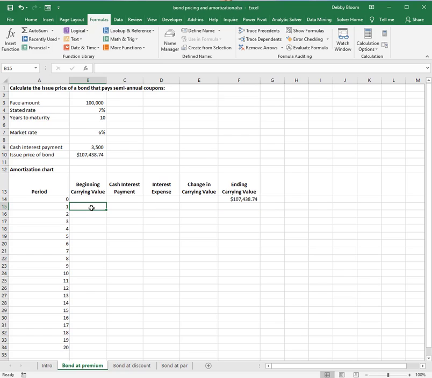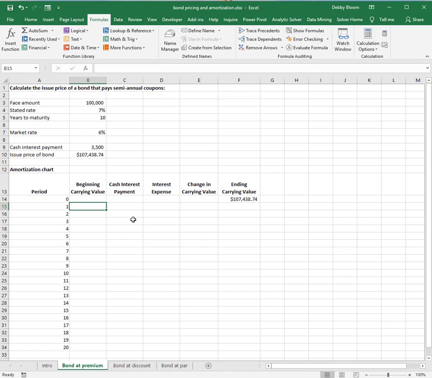So in cell B15, which is our beginning carrying value for period 1, whatever the ending carrying value is for the previous period, that becomes the beginning carrying value for the next period. So the ending carrying value for period 1 is the beginning carrying value for period 2, and so on.